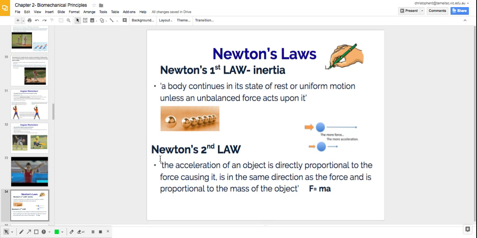Newton's second law says that the acceleration of an object is directly proportional to the force causing it, is in the same direction as the force, and is inversely proportional to the mass of the object. Essentially, force equals mass times acceleration. So the greater the force, the greater the acceleration.